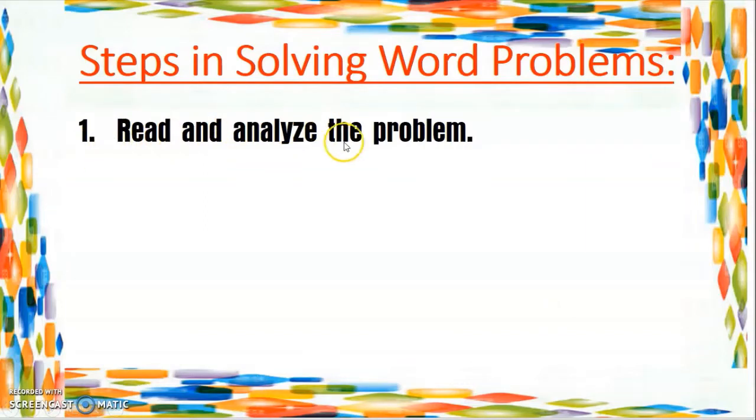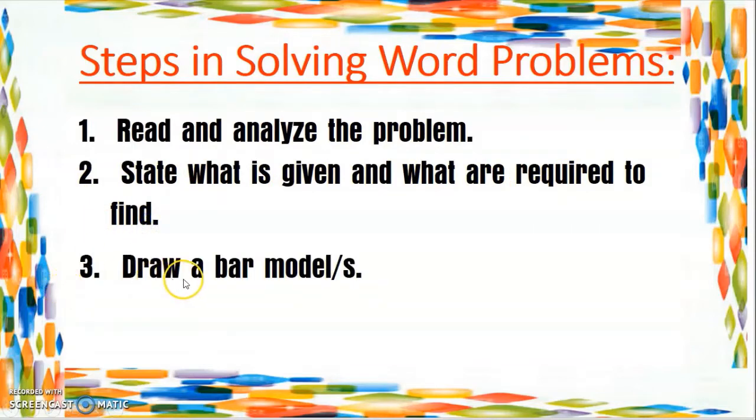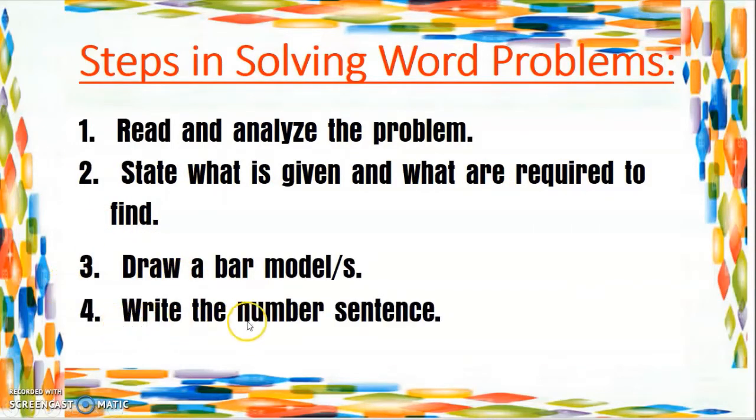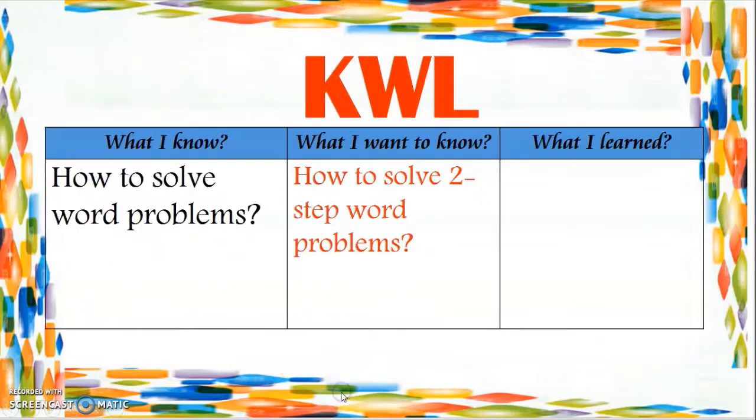First, read and analyze the problem. Second, state what is given and what are required to find. Third, draw a bar model. Then write the number sentence. And last, solve and check the answer.